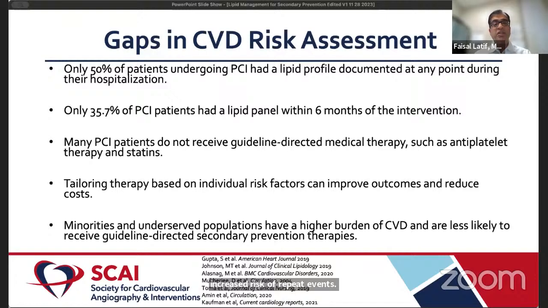Many PCI patients do not receive guideline-directed medical therapy. Many of them are not even on appropriate antiplatelets and not on statins. Tailoring therapy based on individual risk factors can improve outcomes of these patients and also reduce hospital readmission and rehospitalization costs. Particularly speaking for minorities and underserved populations, they have a higher burden of cardiovascular disease and are even less likely than others to receive guideline-directed secondary prevention medical therapy. Next slide.